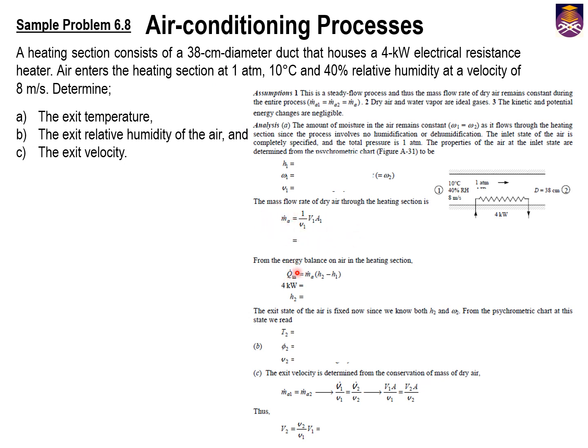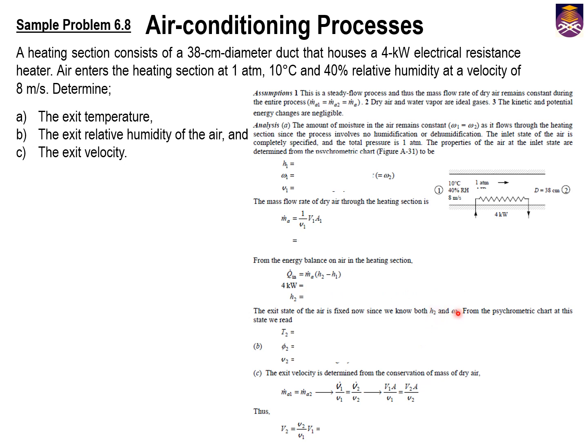So Q in is given to you. Q in is 4 kilowatt. All right. So H1 is known. So m dot A is known from here. So you should be able to find what is your H2 easily. So now you have your omega 2. All right. You have your H2.